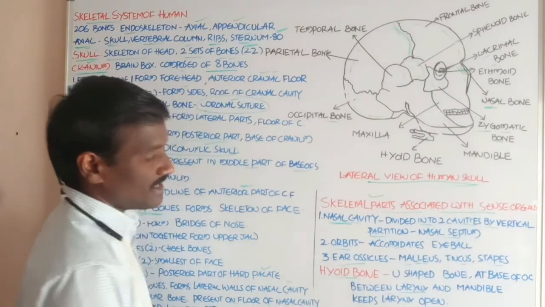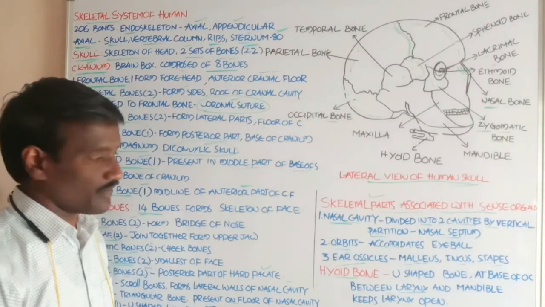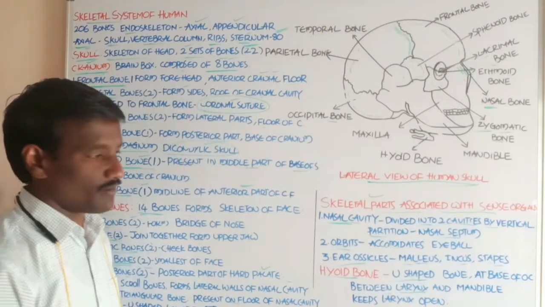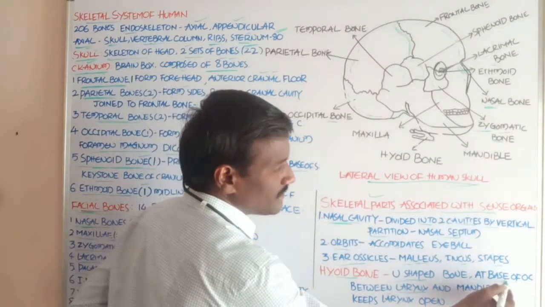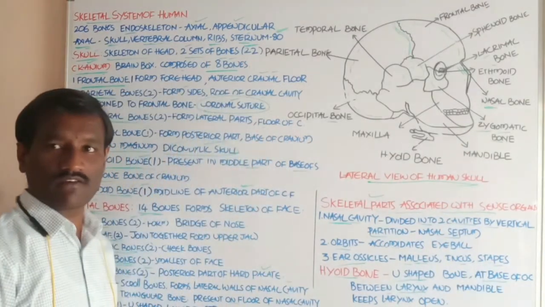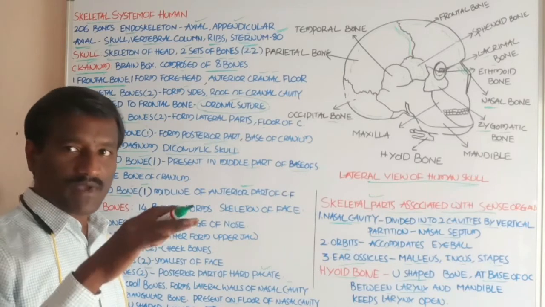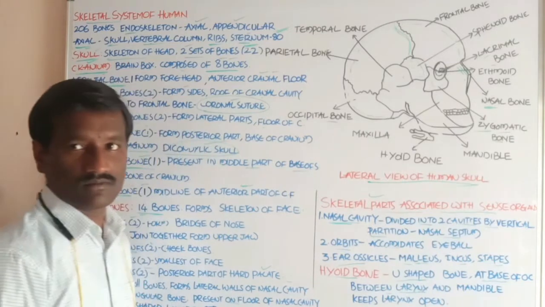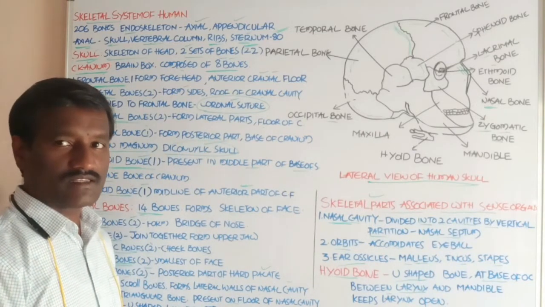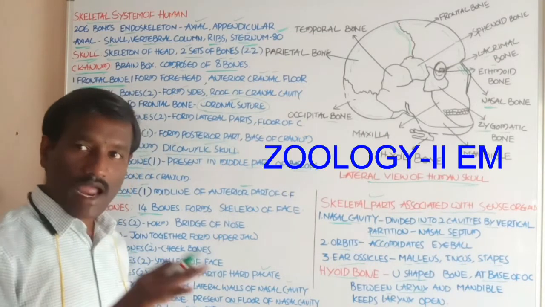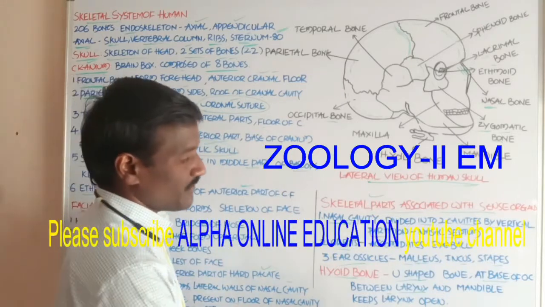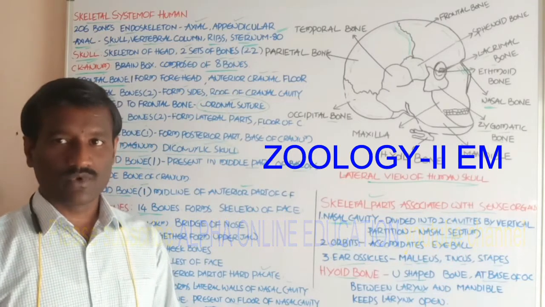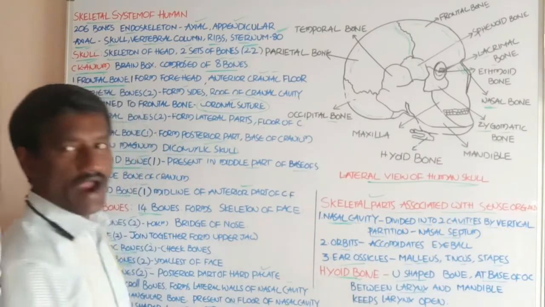Next another one is the hyoid bone. The hyoid bone is a U-shaped bone, and it is present at the base of the oral cavity, between the larynx and the mandible. It keeps the larynx always open. Okay, student. This is about the hyoid bone.